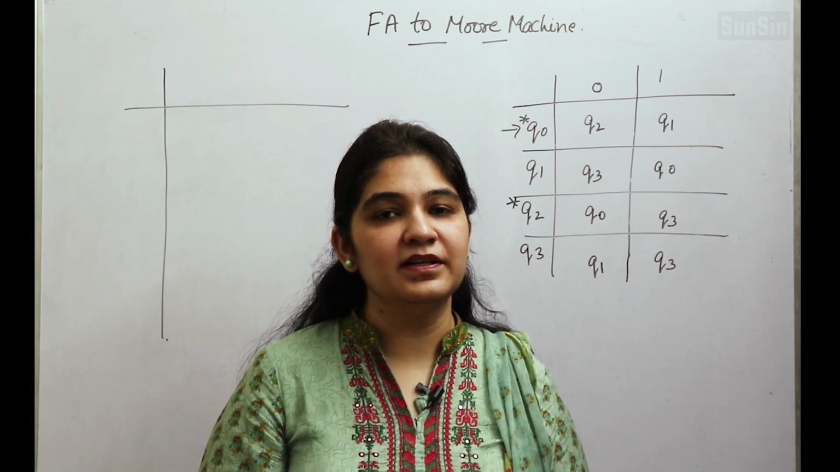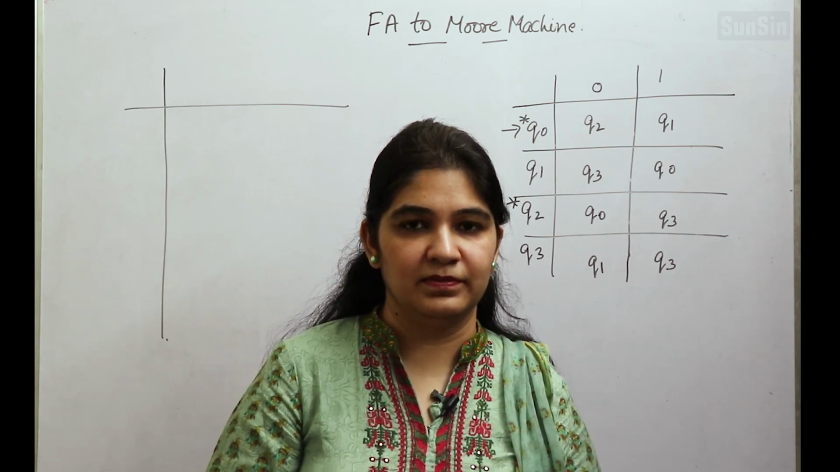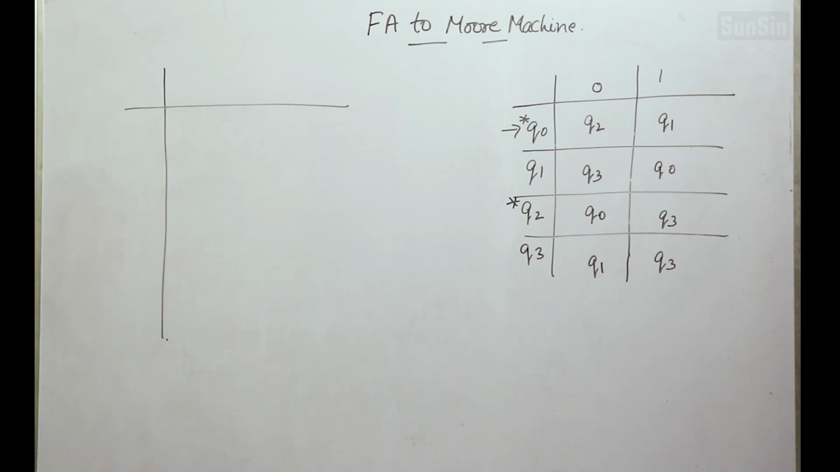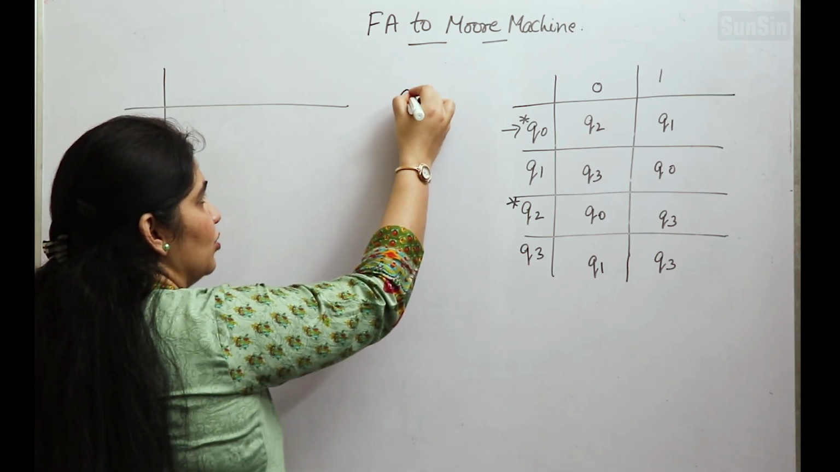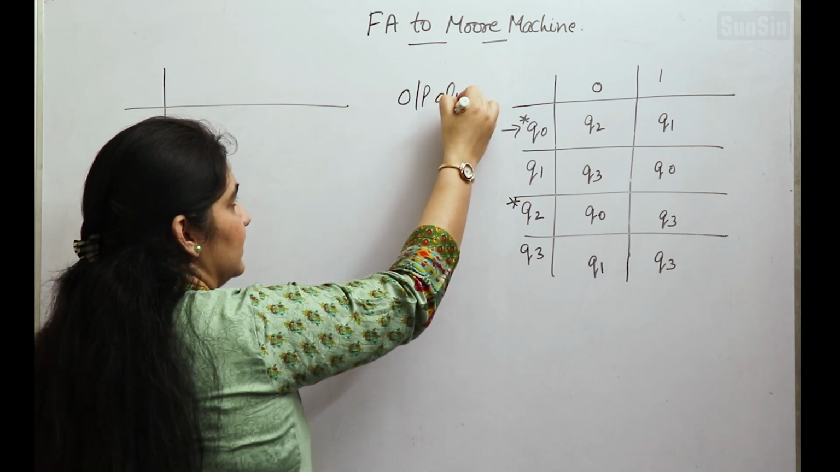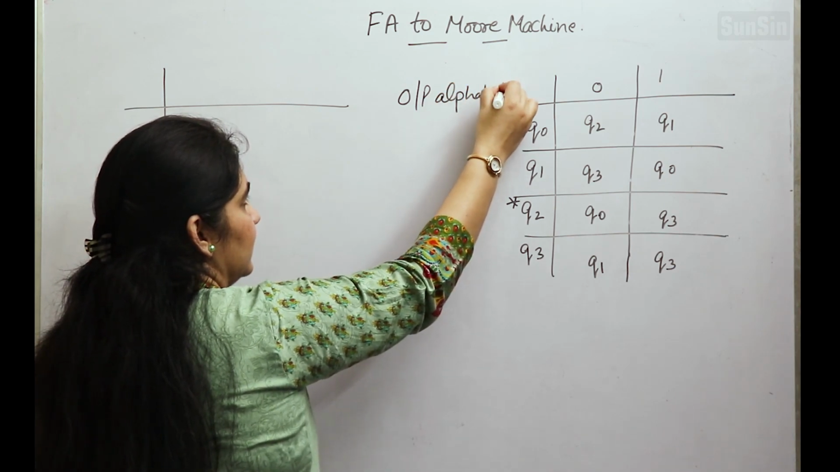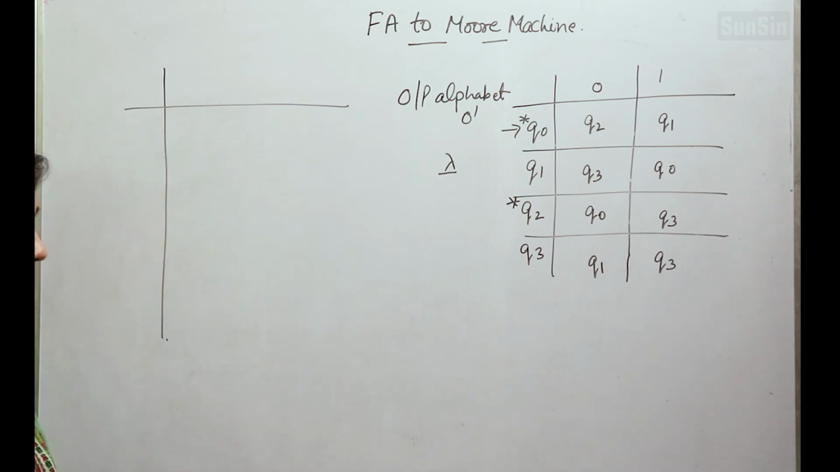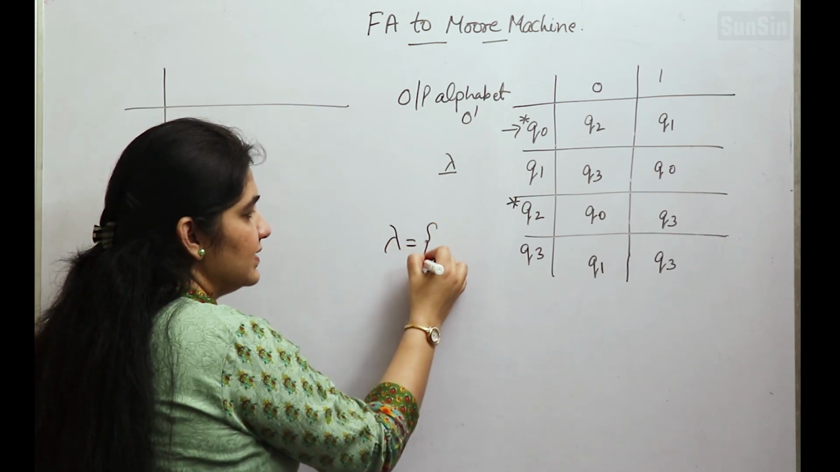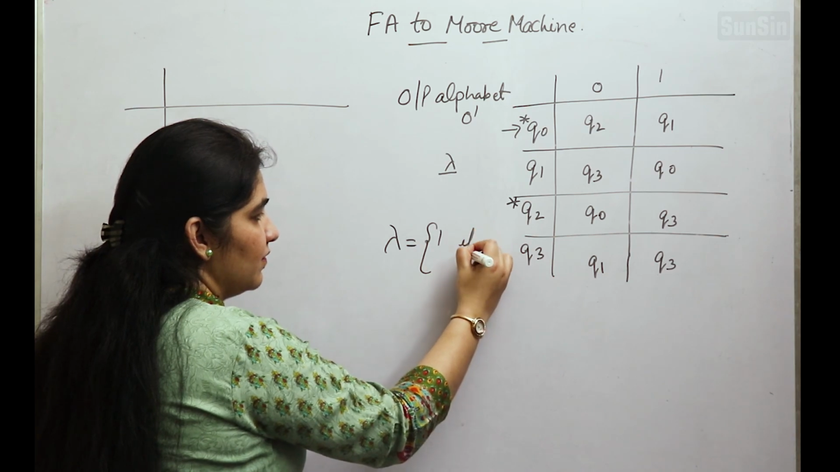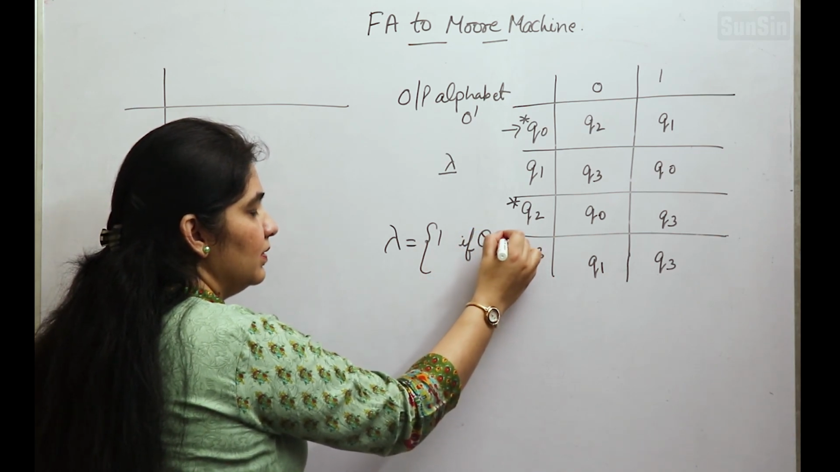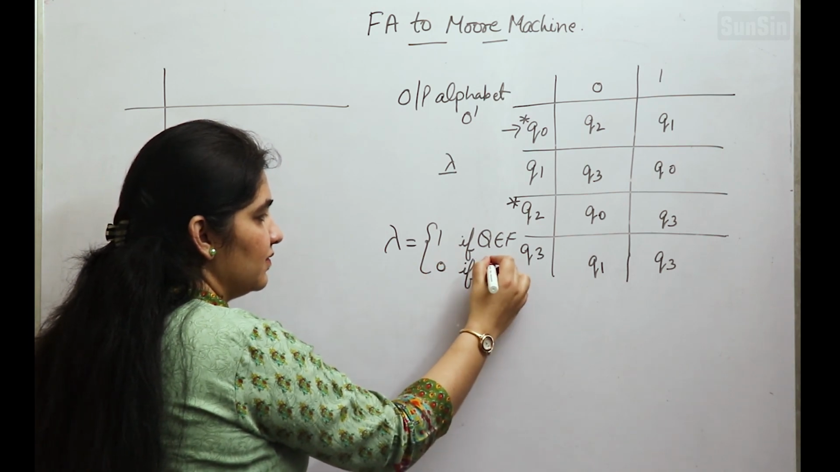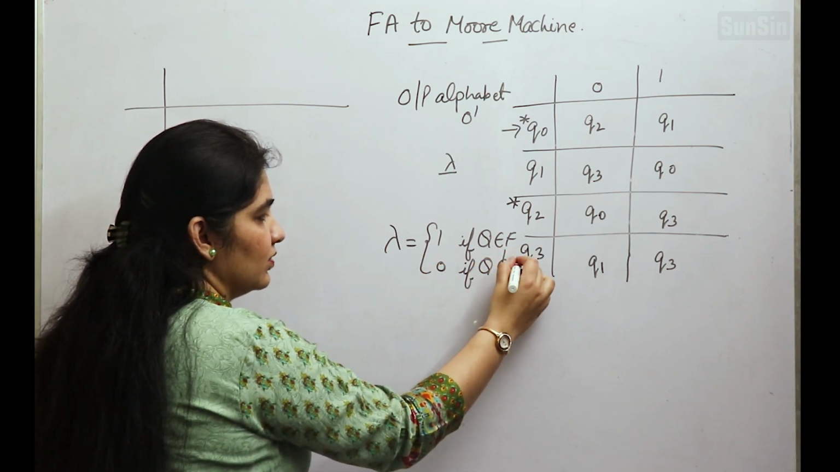Fine. So we can convert a given finite automata to a Moore machine by simply following two steps. First one is by introducing output alphabet, that is O dash, and the second one by defining a lambda. We will define lambda equals 1 if Q belongs to F, and lambda will be 0 if the state does not belong to F.